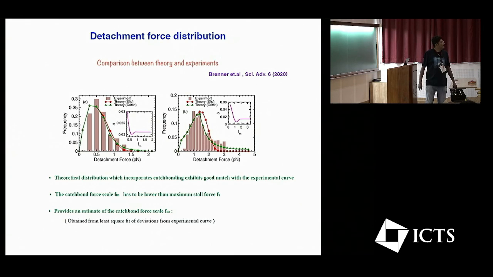No, I'm talking about the trap stiffness itself. You can work with different amounts of trap stiffness. Yes, so these two plots are for a trap stiffness of, I think, 0.01 piconewton per nanometer. And the other one, where you see this comparison where it agrees better with the catch bonded case, is for a higher trap stiffness. Okay. Thanks.